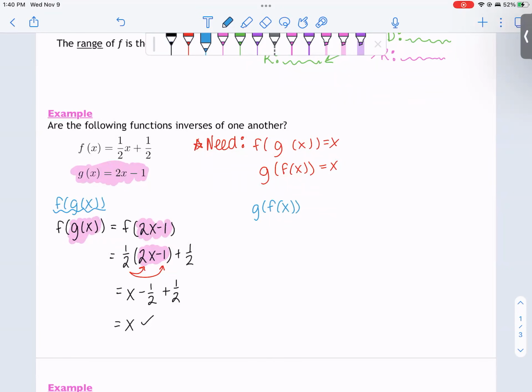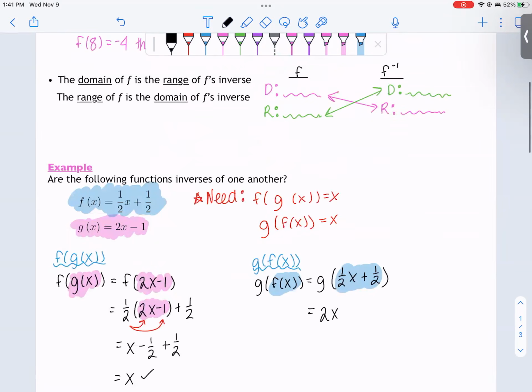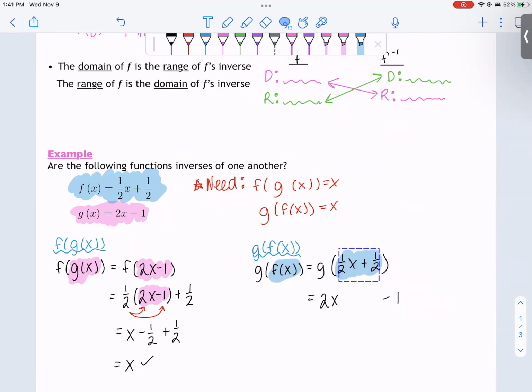So g of f of x. Plugging f of x in, we get g of 1/2 x plus 1/2. So g is the function 2x minus 1. But instead of x, we're putting in this guy here, right? Just a little bit of review on composition of functions. We're putting in 1/2 x plus 1/2. I'm going to distribute the 2. 2 times 1/2 is 1, so we have x plus 1 minus 1, we get x.